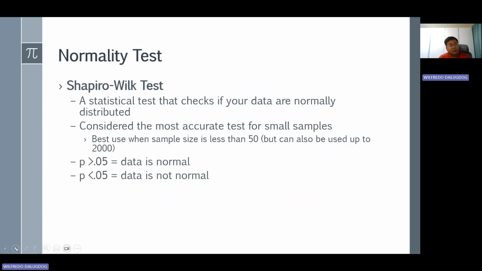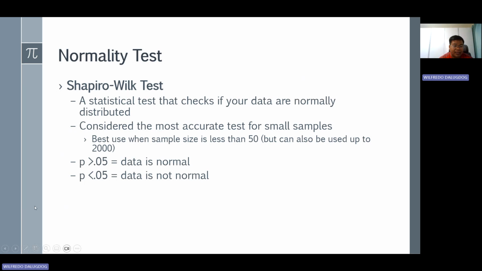Another test for you to be able to decide if the data is really normally distributed or not is the Shapiro-Wilk test. This is a statistical test that checks if your data are normally distributed. It is considered the most accurate test for small samples, because it is best used when the sample size is less than 50, but it can also be used up to 2,000 samples.